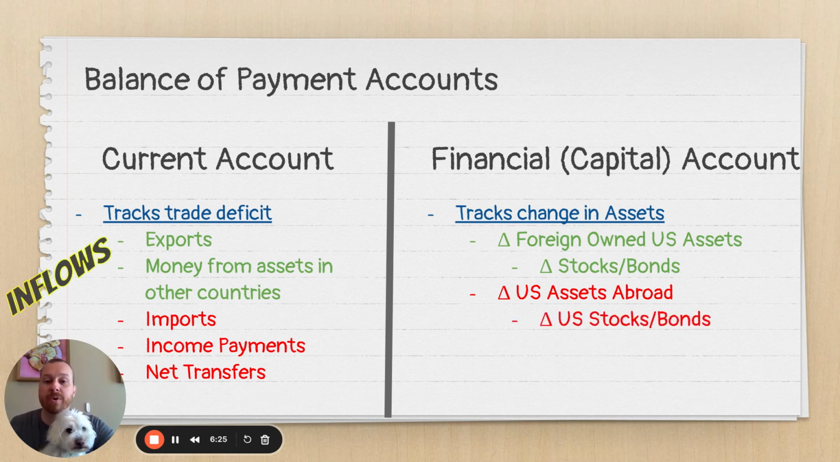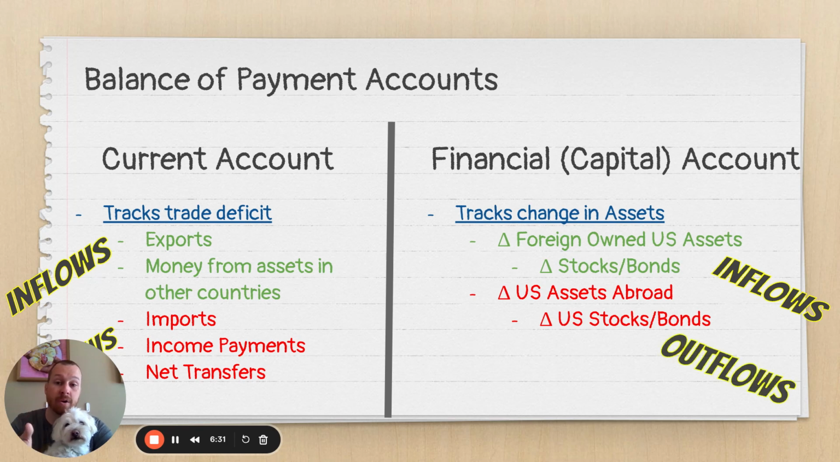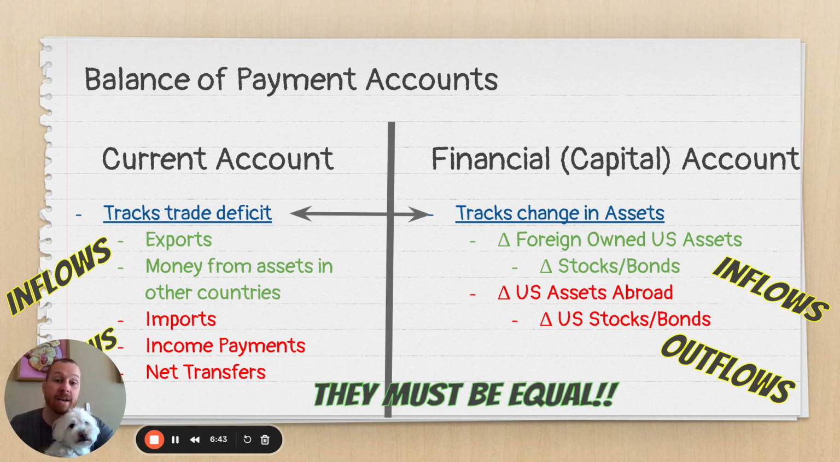We also see these terms called inflows, which is money coming in, and outflows, which is money going out, right? So whenever we see this chart, the green are inflows because that's money coming into our country. The red is outflow. So just a couple of vocab terms to keep in mind if you see something asking about what happens to inflows or what happens to outflows. The other thing to keep in mind is these two sides have to be equal.